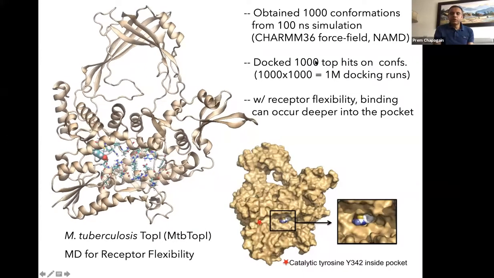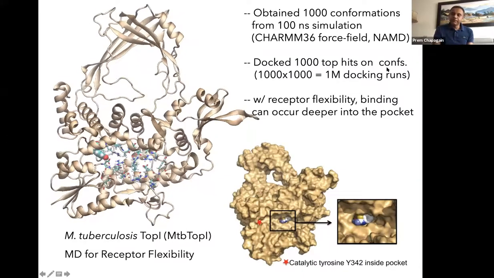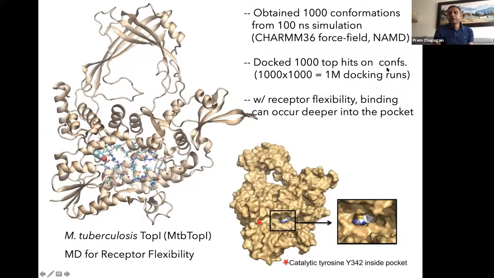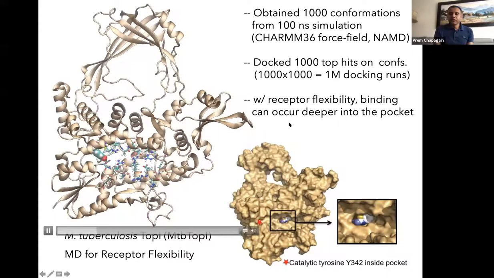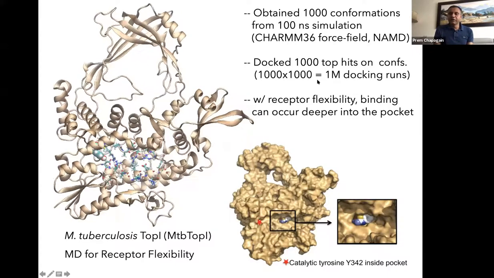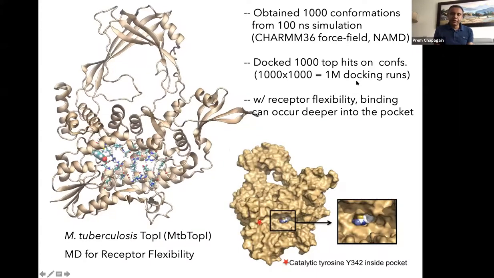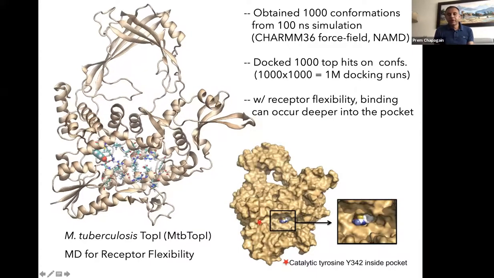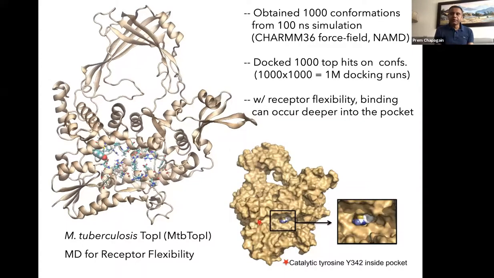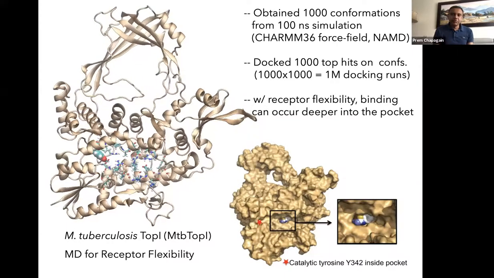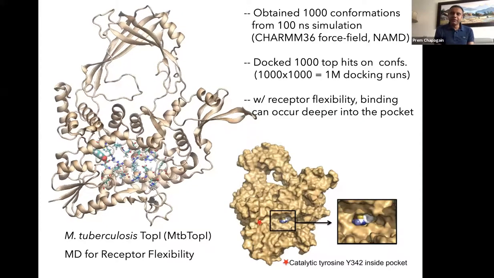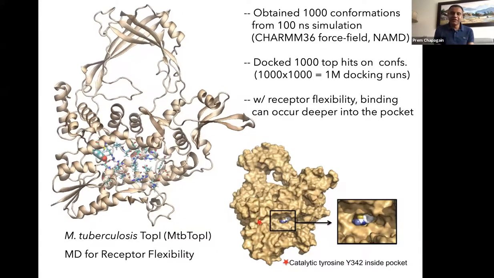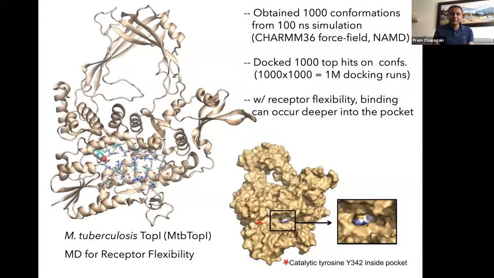We docked the 1,000 top hits that we got before to 1,000 conformations randomly sampled. And so basically we have 1,000 times 1,000 docking runs, so about 1 million. On parallel computers, it's not super difficult. So you can easily do 1 million dockings in a reasonable amount of time, a few days or maybe even a week, depending on the computational resources.